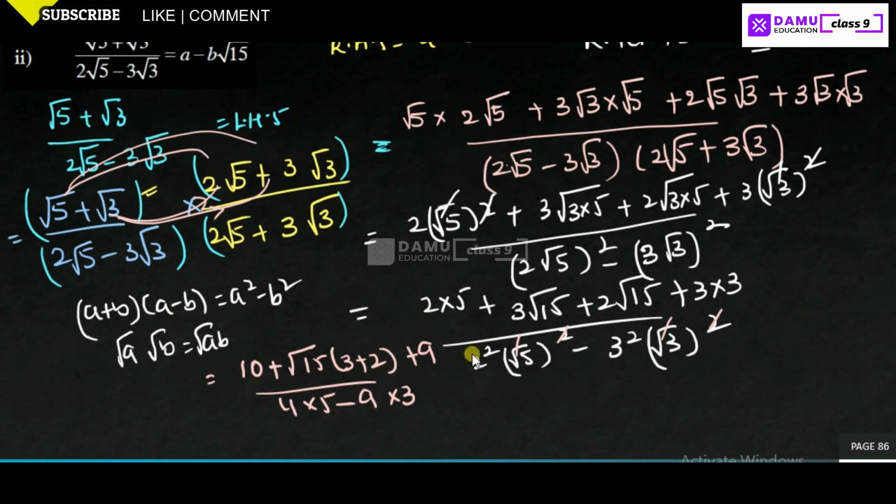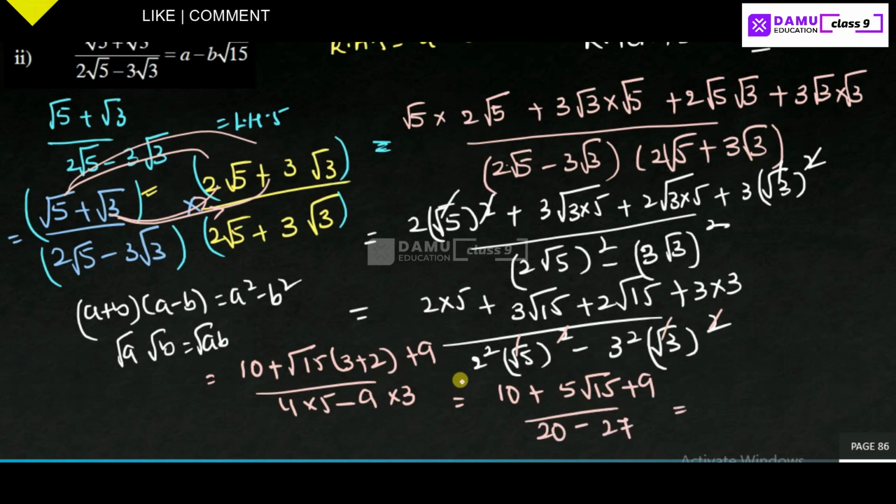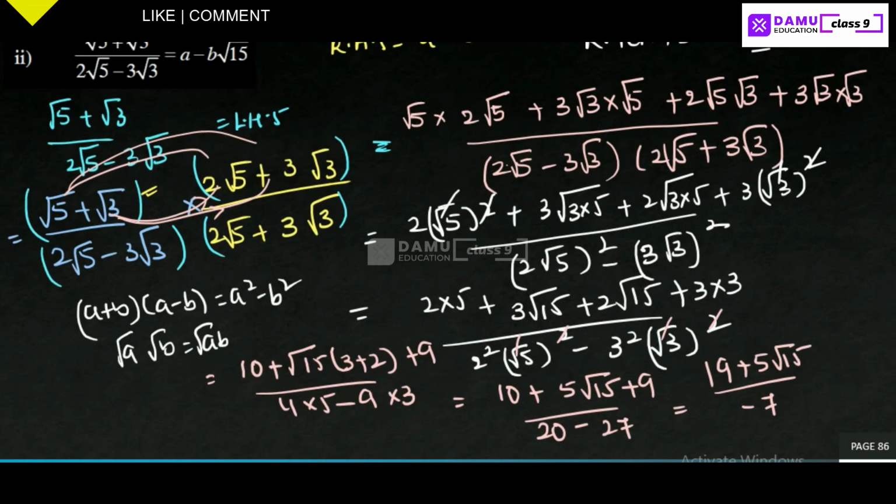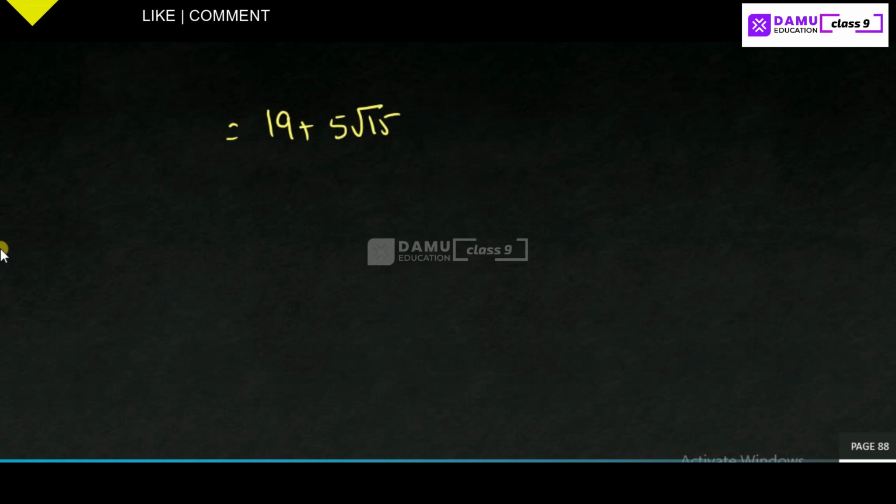So that value will be equal to 10 plus 5 root 15 plus 9, whole divided by 4 5s are 20, 9 3s are 27. So what is this value? 19 plus 5 root 15, and 20 minus 27 is minus 7. So you get 19 plus 5 root 15, whole divided by minus 7.